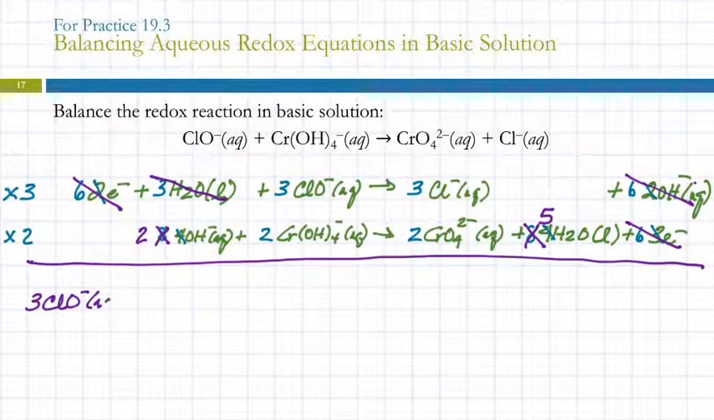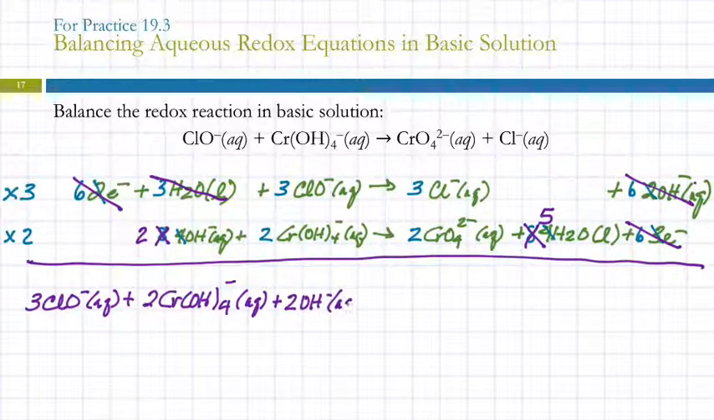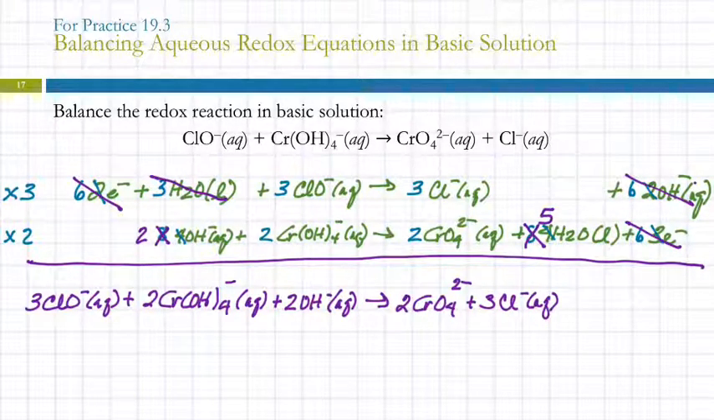3ClO minus plus 2 of those chromium hydroxide things. And then I've got 2 hydroxide ions. On the right, I've got 2 chromate ions and 3 chloride ions. And 5 water molecules.